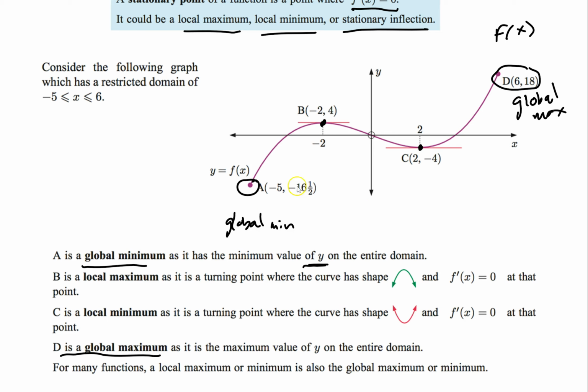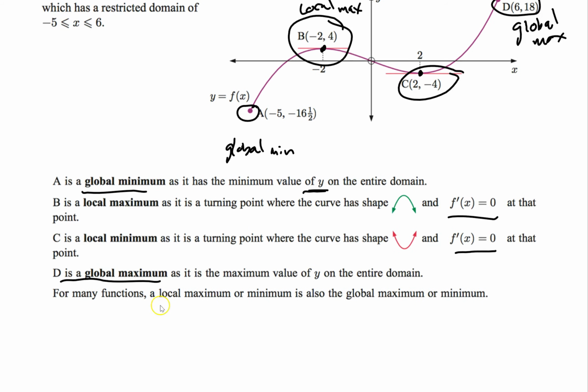Our local max and local min are these points. Local max, and local min. Notice how local maxes and local mins have that shape, like this or like that, and it's where the derivative equals 0. Local max, local min.